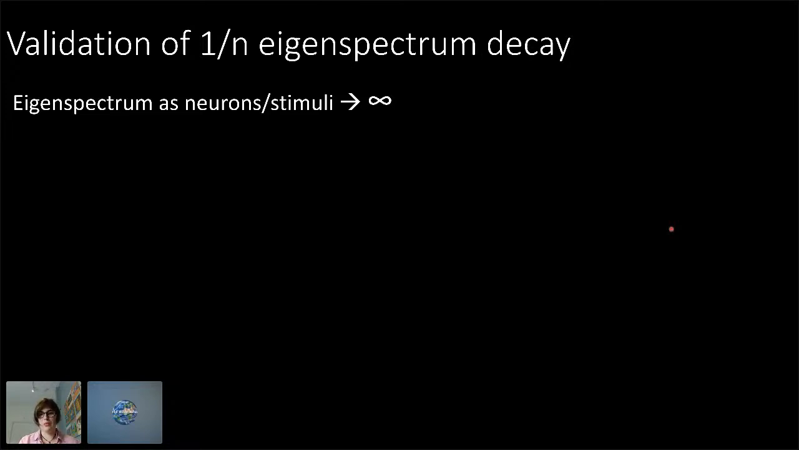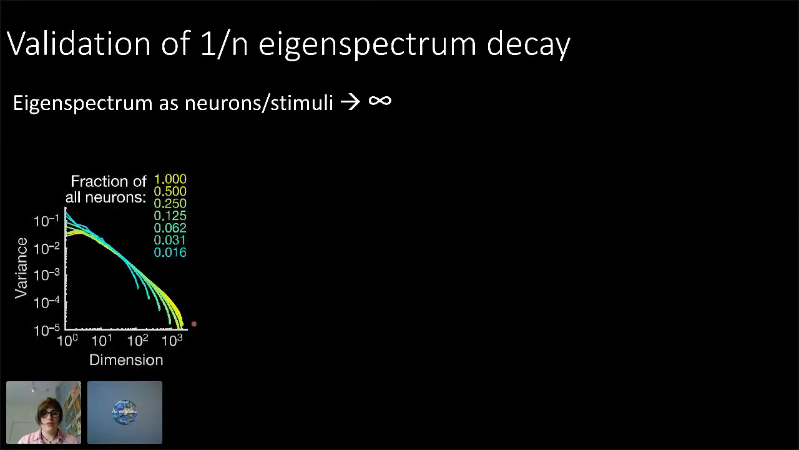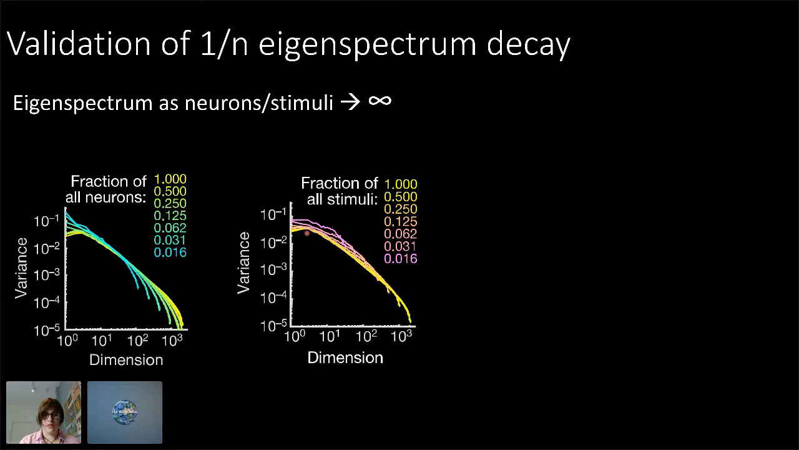We aren't able to record more neurons, but we can subset our data and see what the eigenspectrum looks like in these different subsets. If we subset our neurons, we start with this blue and we converge towards this yellow. You can see that this doesn't just look like noise; the eigenspectrum is getting closer and closer to this 1/n decay. Similarly, if we subset stimuli, we get this convergence to the yellow, which is all stimuli, but the purple starts above and they end up converging down.